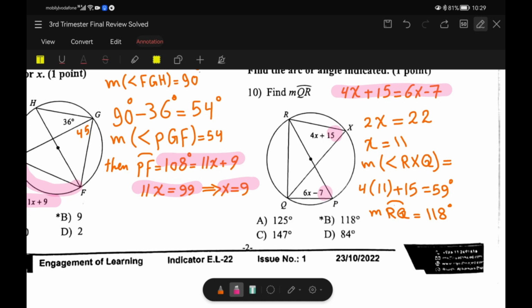Substitute x equals 11, because we found it equals 11. So 6 times 11 is 66, and 66 minus 7 equals 59. So the measurement of the arc RQ must equal double that. 59 times 2 equals 118. 118 degrees.